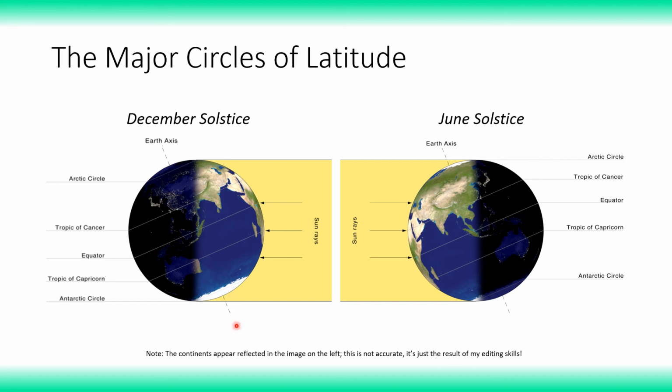So when the axis doesn't move, that means you go from 24 hours of day over here in June at the North Pole to 24 hours of night, because suddenly you've been plunged into darkness because the sun's rays are coming from the other side. So hopefully that clears that up.